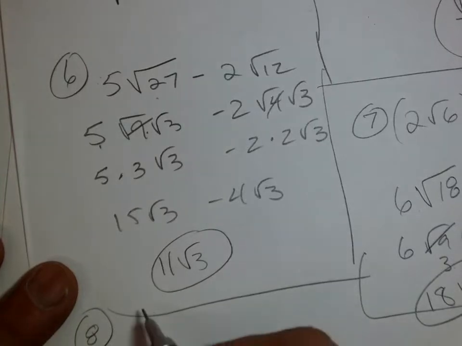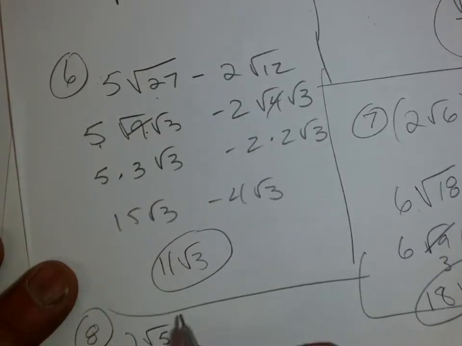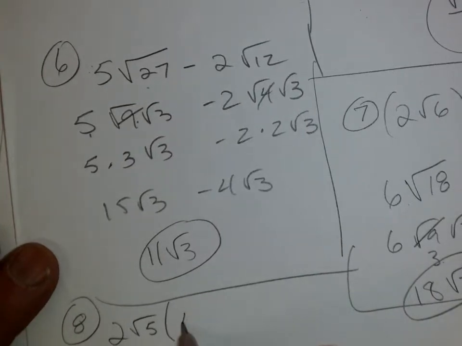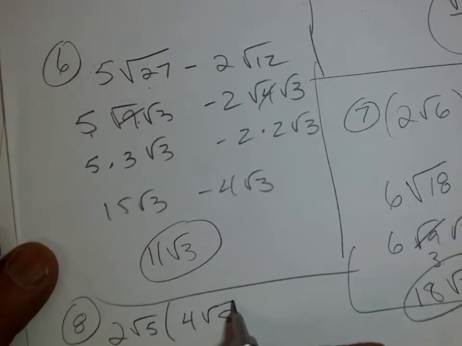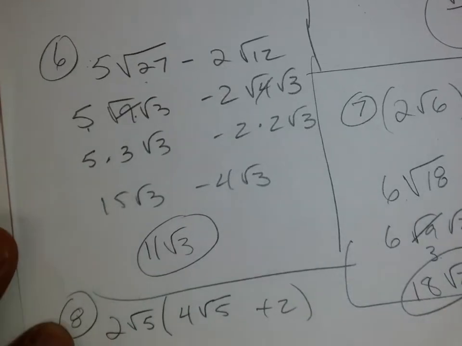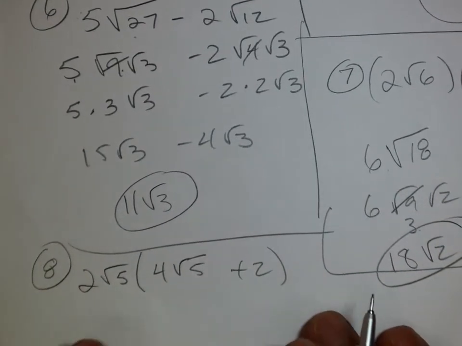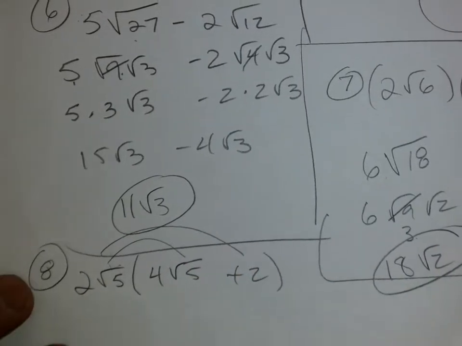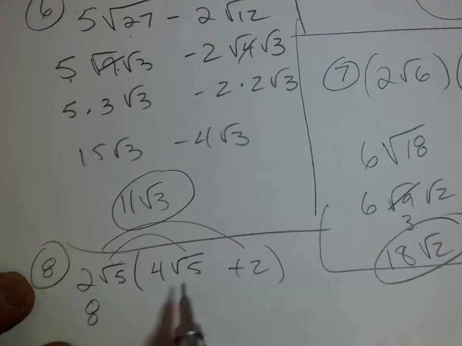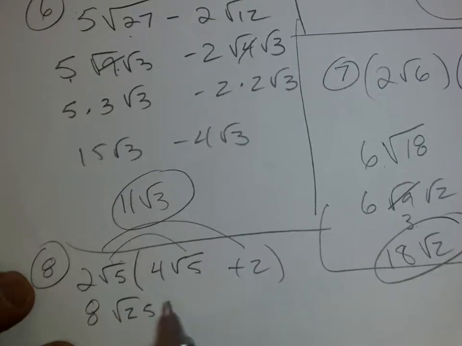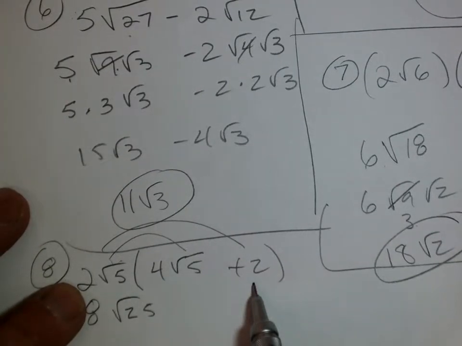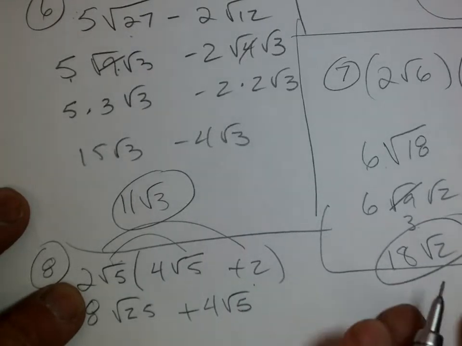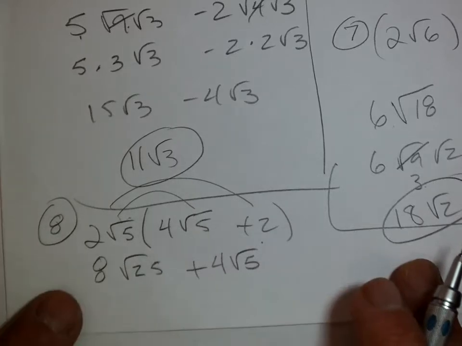All right, 2 square roots of 5 times 4 square roots of 5 plus 2. Okay? So we're going to distribute this times this, right? 2 times 4 is 8. Square root of 5 times square root of 5, square root of 25, right? Then let's multiply 2 square roots of 5 times 2. I get 4 square roots of 5. How am I doing? Good.